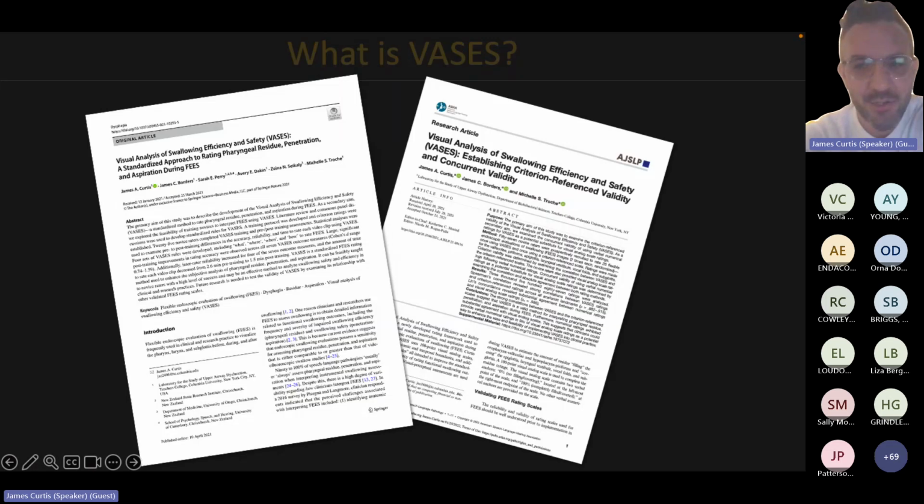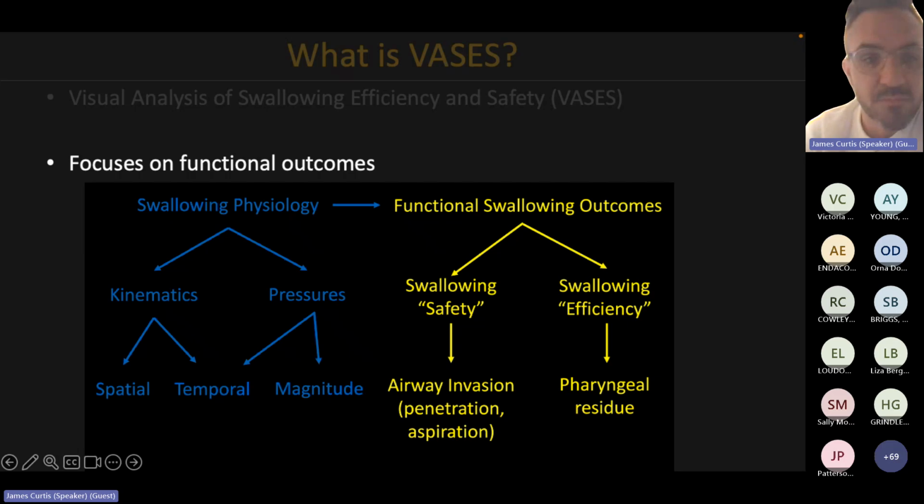So VASES is the Visual Analysis of Swallowing Efficiency and Safety. It's a standardized approach for guiding how we're looking at and interpreting FEES. I don't think of it as a rating scale per se. I guess you could use it as a scale, but really it's a framework to guide all of our interpretation for functional swallowing outcomes. And it incorporates methods that have been previously researched for FEES analysis and other assessment techniques that have been found to be both highly sensitive or responsive and also reliable and valid as well.